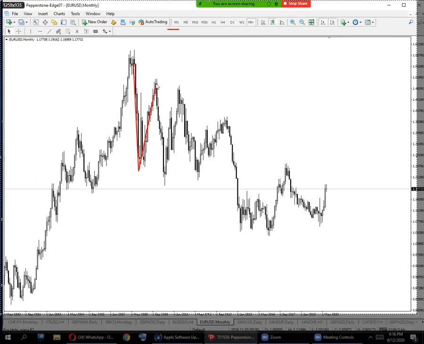Drop base rally is a V shape. Rally base drop is a peak shape. Drop base rally, rally base drop. These are the peak levels. These are the V levels. Even this one is a peak level. Rally base drop, rally base drop.